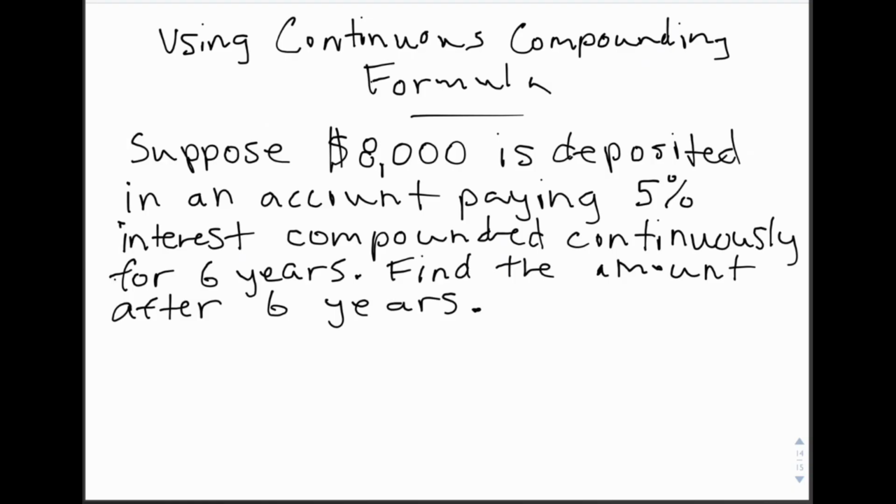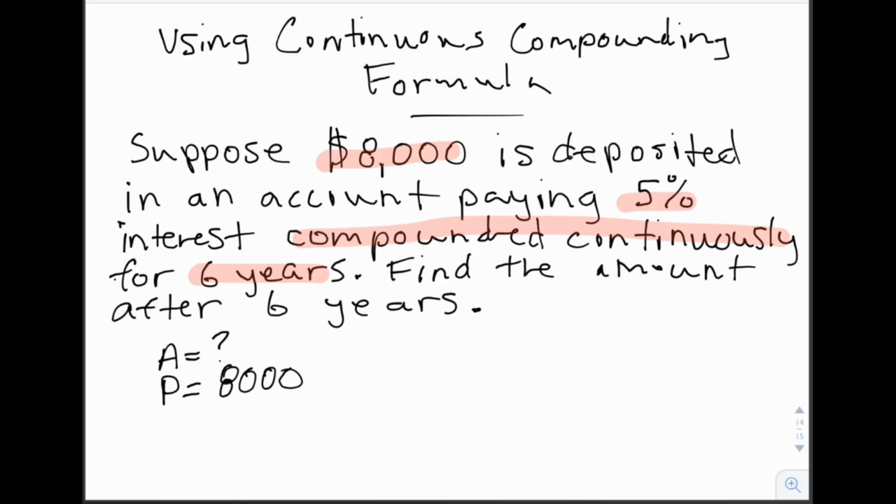So using the continuous compounding formula, suppose $8,000 is deposited into an account paying 5%. So $8,000 paying 5% interest, and it is compounded continuously. That is going to be a key word, for 6 years. Find the amount after 6 years. That is going to be our question here. So let's go ahead and write the information that we know. We want to find A, and then P is going to be equal to our amount that we initially deposited, or $8,000.